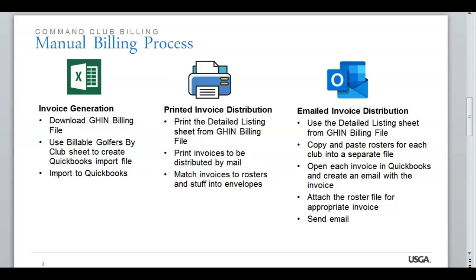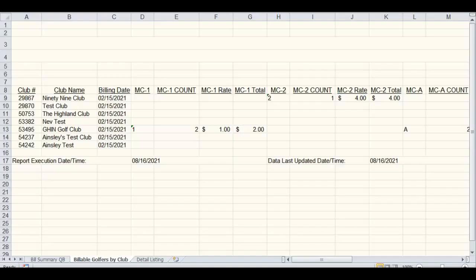Once you get the invoices created and in QuickBooks, then what you would need to do is print the invoices that are getting distributed on paper and email the invoices that are getting delivered via email. To do this, you would use the billing spreadsheet that comes from Gin, and we're going to take a look at a sample of one of those spreadsheets right now.